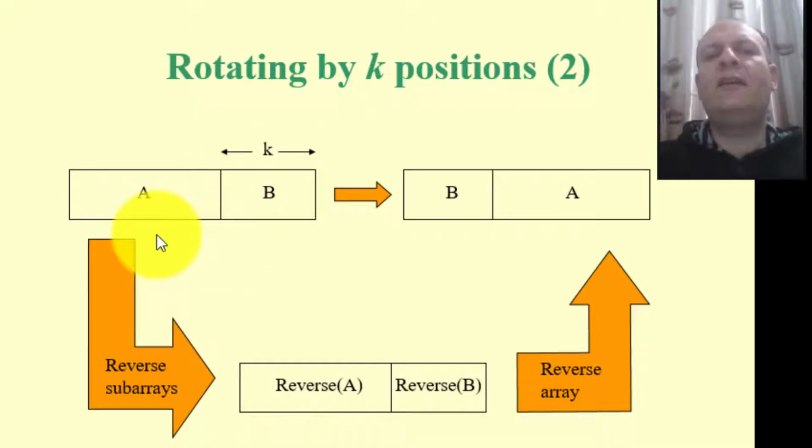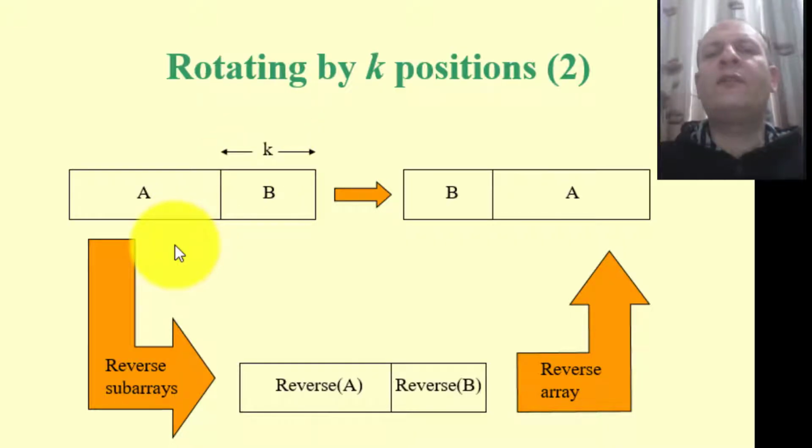We shall divide the array into 2 subarrays, into 2 parts, based on the value of key. We would like to rotate the array key positions to the right. So based on the value key, we will divide the array elements into 2 parts. The subarray on the right will be of key elements, and the remaining part will be the first part, which is the remaining array elements. Notice here that the array is divided into 2 parts, A and B, based on the value of key.